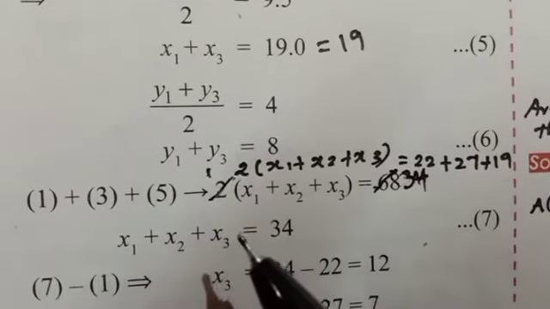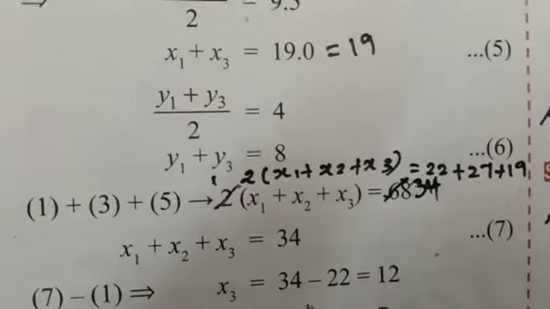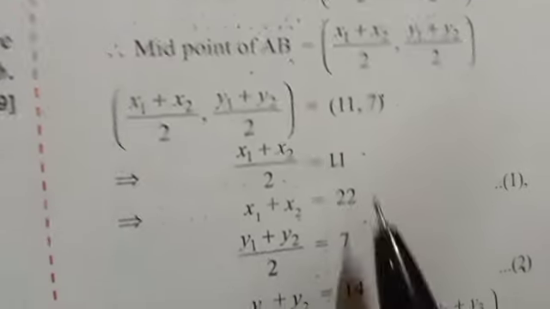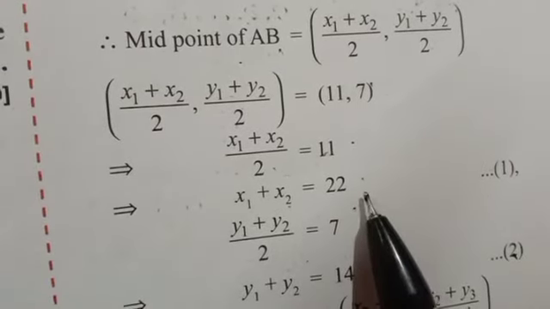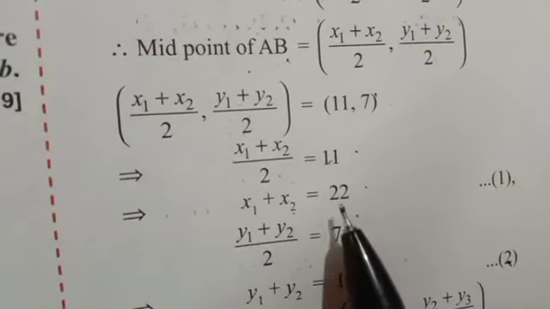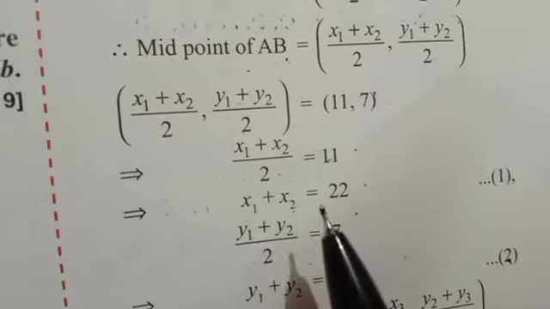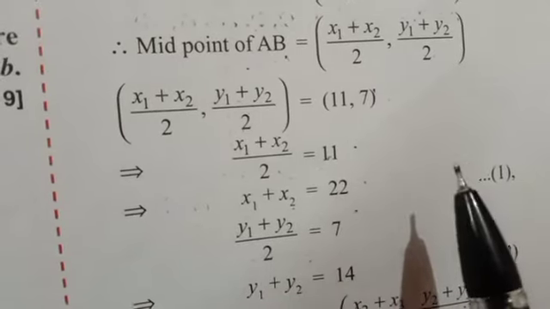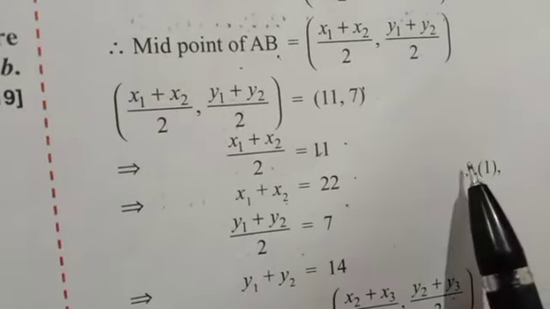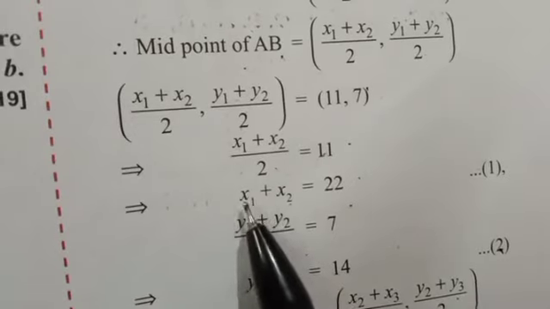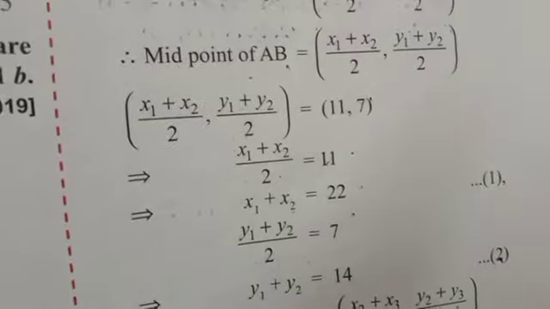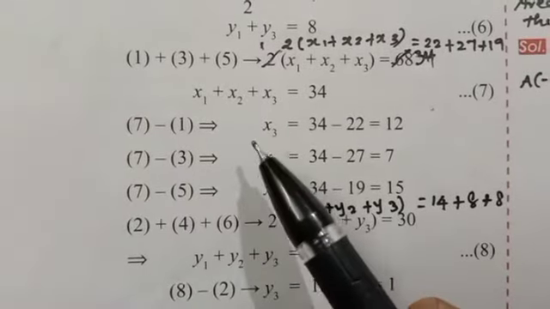Now, using this equation number 7, we get the following values. The first equation we have is x1 plus x2 is equal to 22. We have to subtract the first equation from the 7th equation. In the 7th equation we have x1 plus x2 plus x3 is equal to 34. So you have to subtract these two. 7 minus 1. When we subtract x1 plus x2 from equation 7, we get x3.